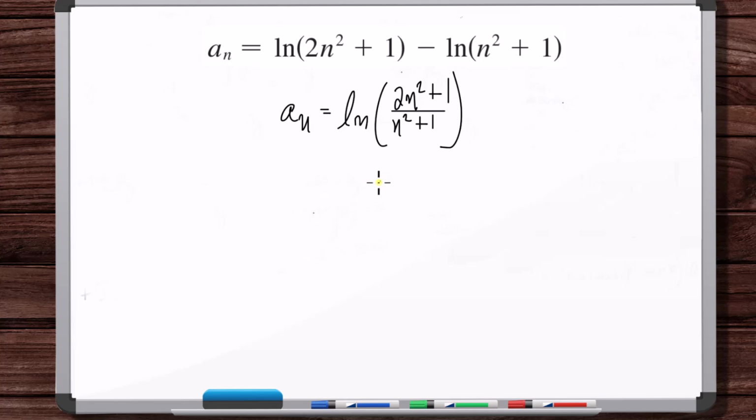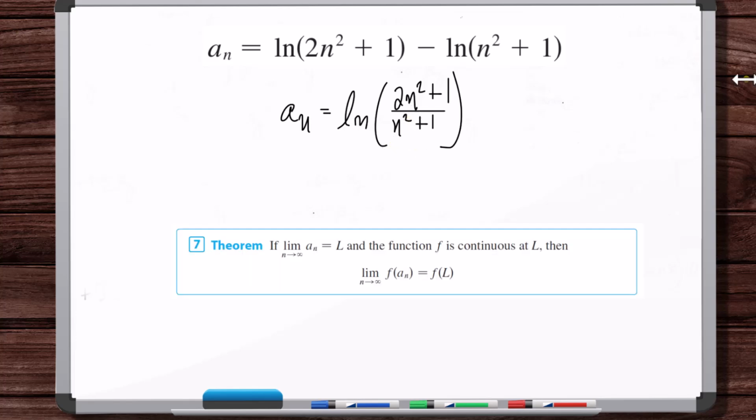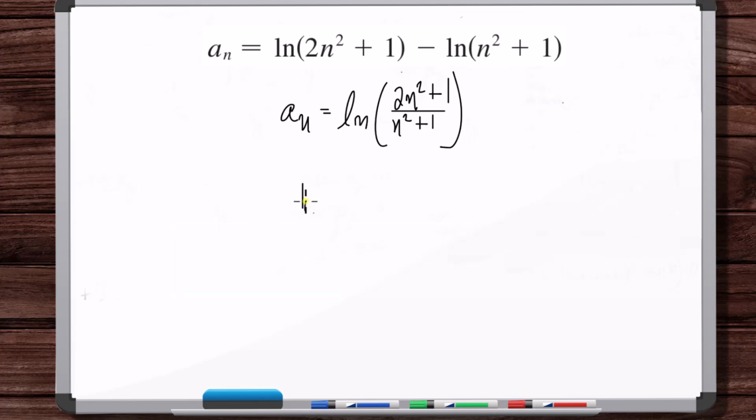Okay, now we could go ahead and rewrite this as just replace n with x, but we could think about using this theorem here. So we just look at this inside of the natural log. We just look at this sequence as its own sequence, 2n squared plus 1 over n squared plus 1. So let's do that. So if we had another sequence, let's call this b sub n. Okay, what is the limit of this sequence?